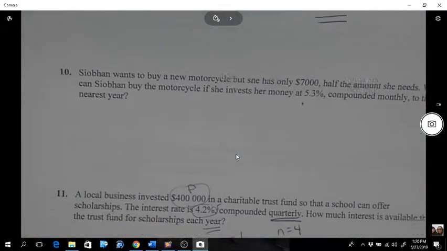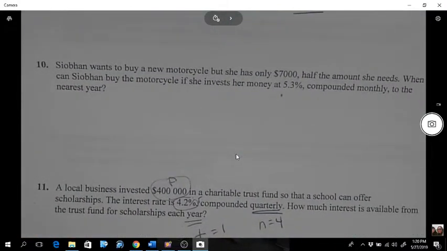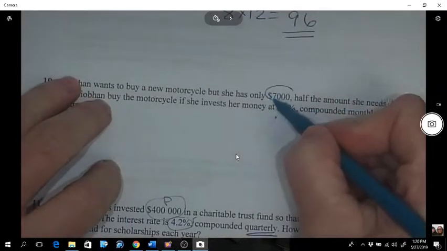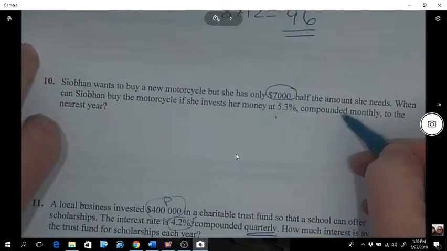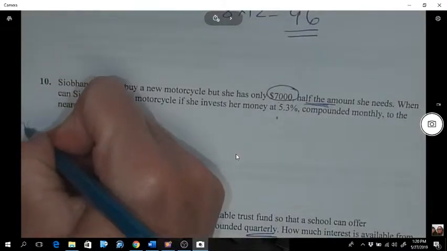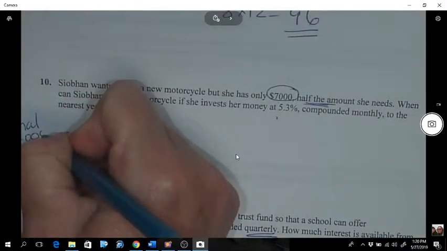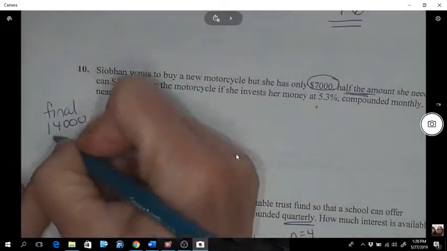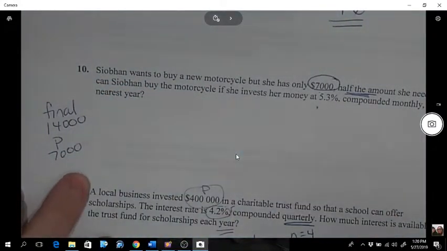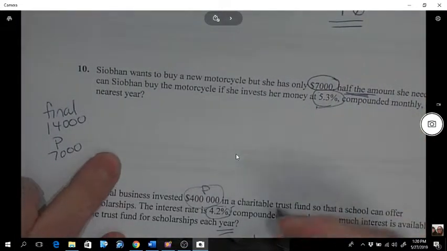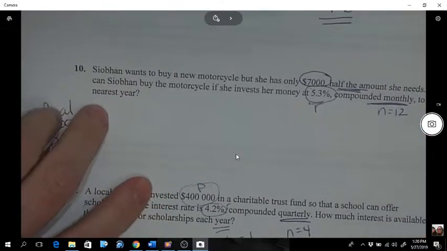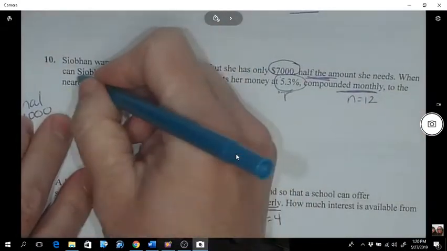Okay, back to number 10. Motorcycle. That's what she has, and that's only half of what she needs. So the final would be 14,000, right? And the principal is 7,000. She's investing at a rate compounded monthly, so n equals 12. So we want to know the time.